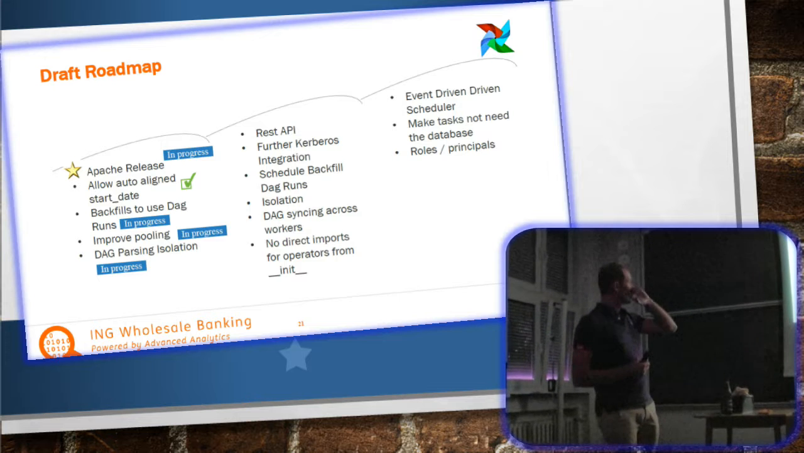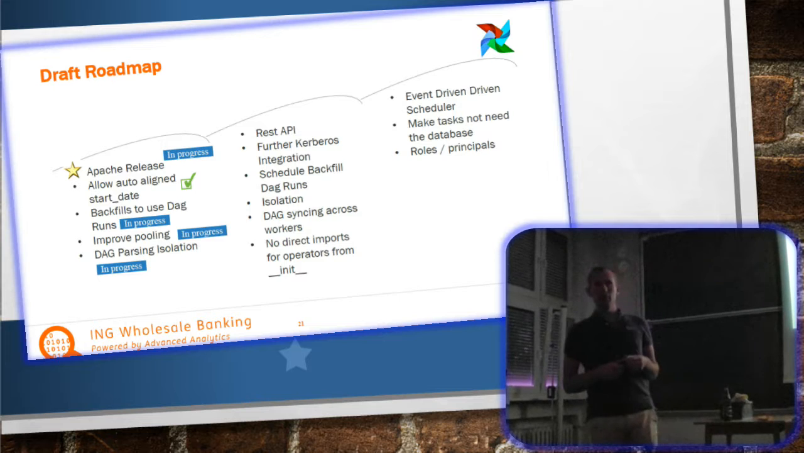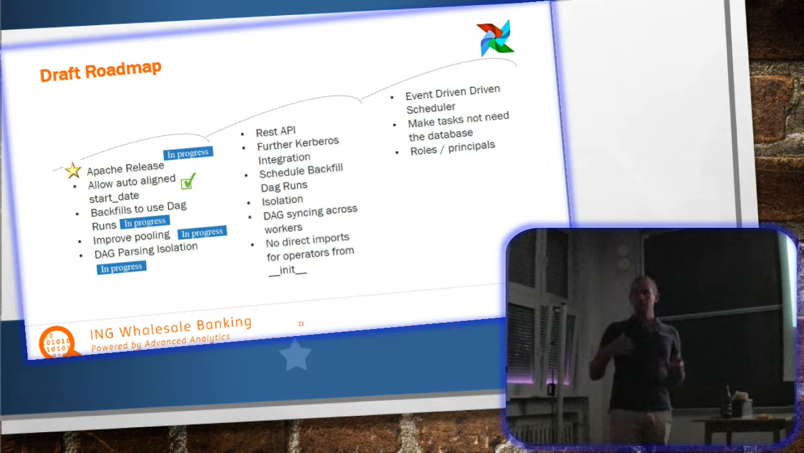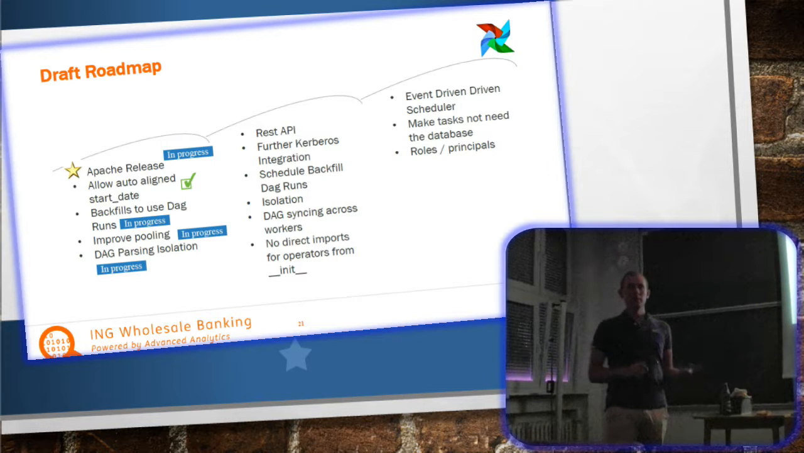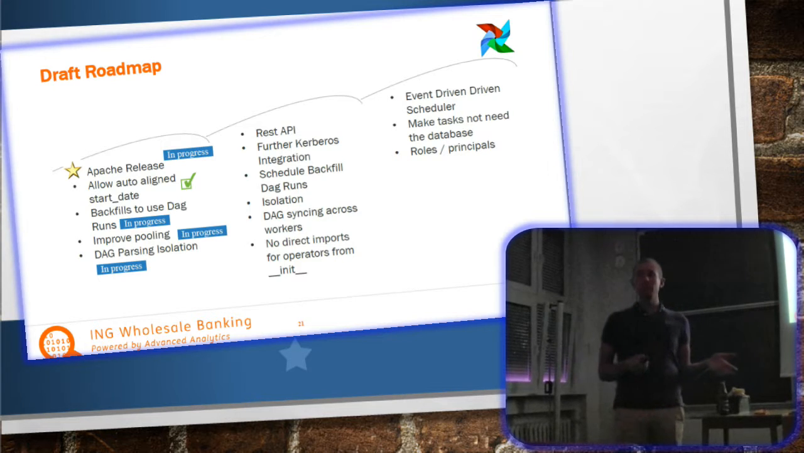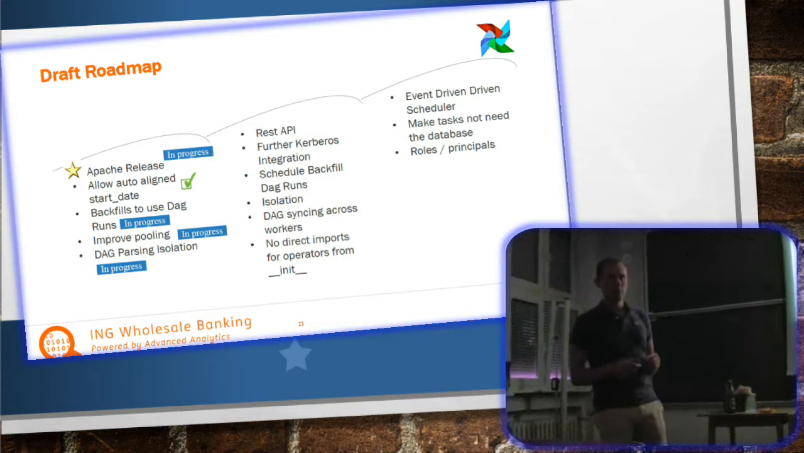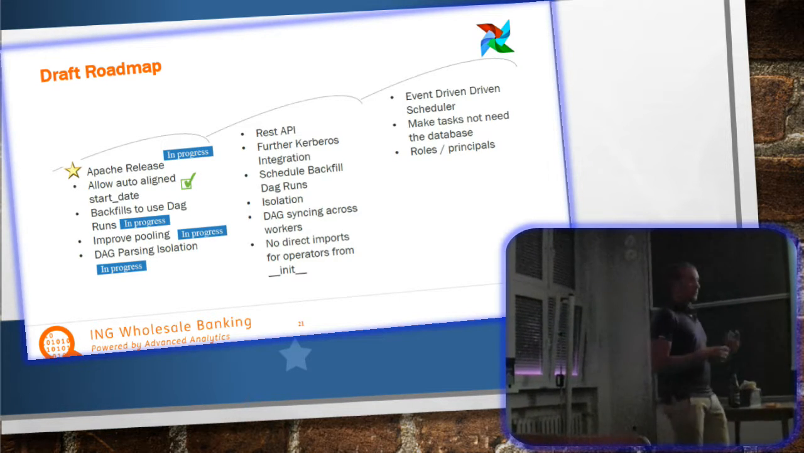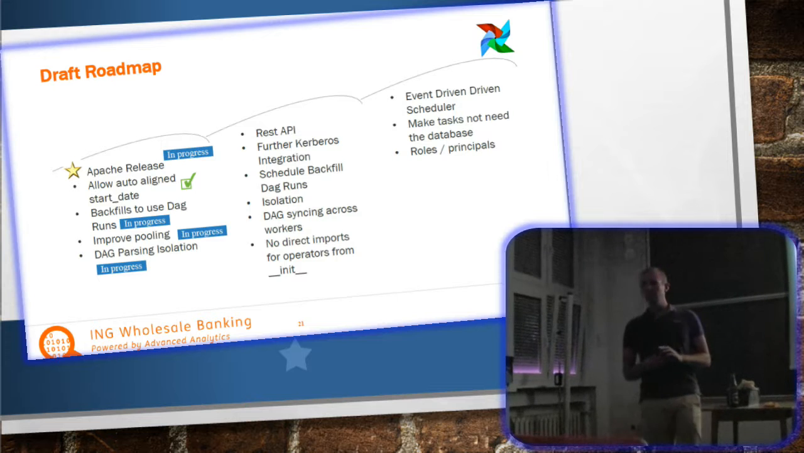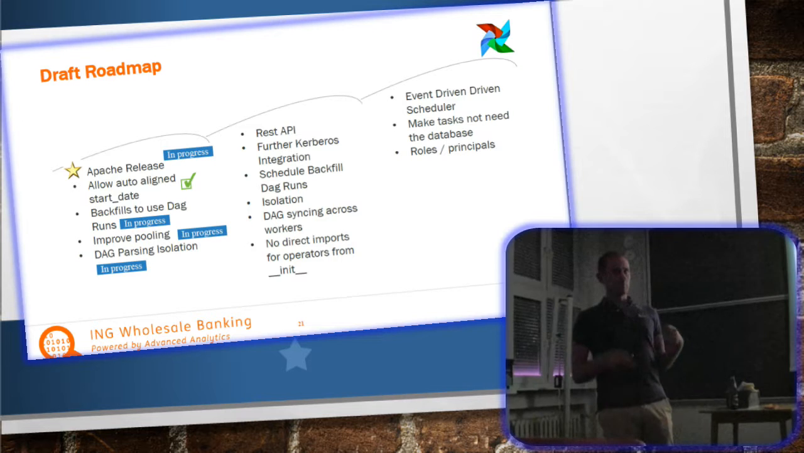Let's say in progress, the parsing isolation has been done. That means that we just run every DAG in a separate process and get the results from there. It used to be that if you had a really faulty DAG, you would actually be able to bring down the scheduler. Kind of your own fault if you did that, but we want to be more robust and make more people able to actually put those DAGs there.